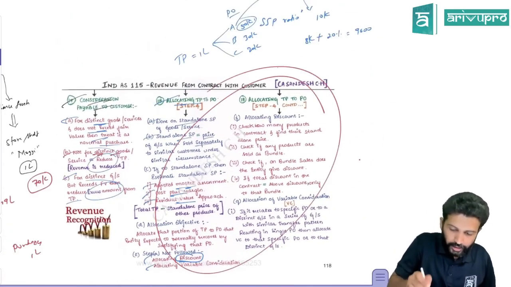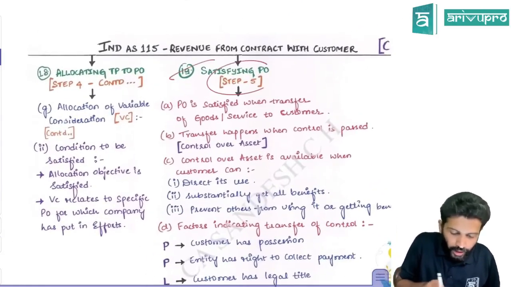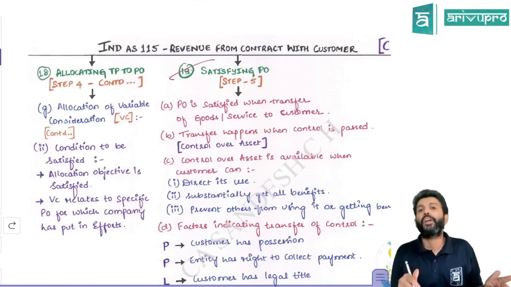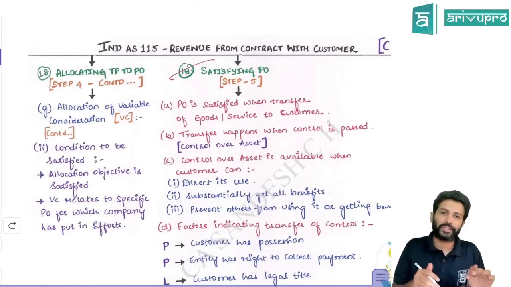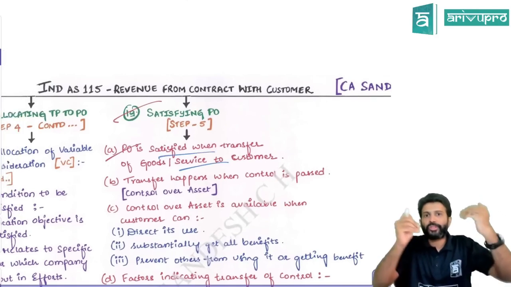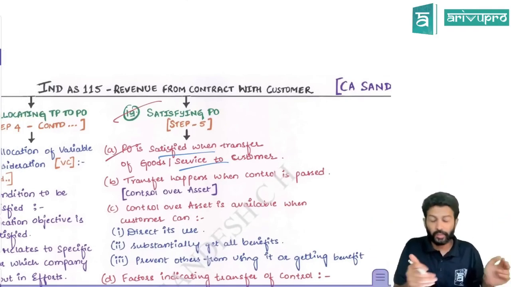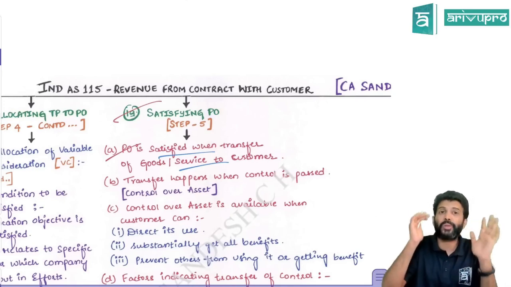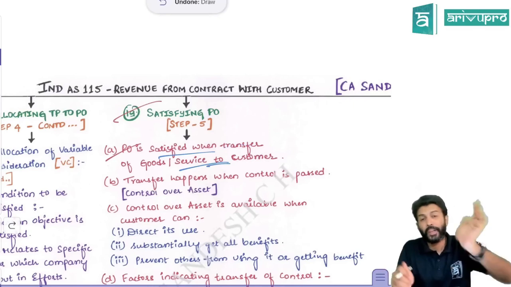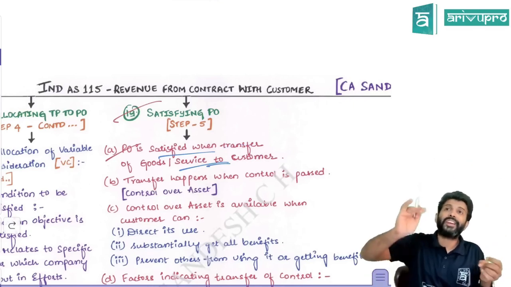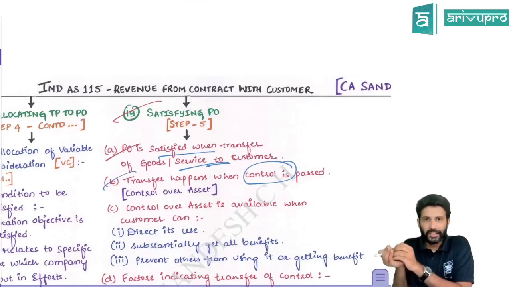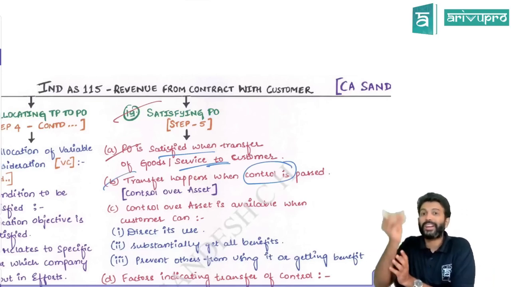All that I've written here, so I'll not go through it further. The last step, number 5: you will recognize the revenue when the performance obligation is satisfied. When can you say the performance obligation is satisfied? When you have transferred the control of goods or service to the customer. When can you say transfer of the goods is complete? When the customer gets control.